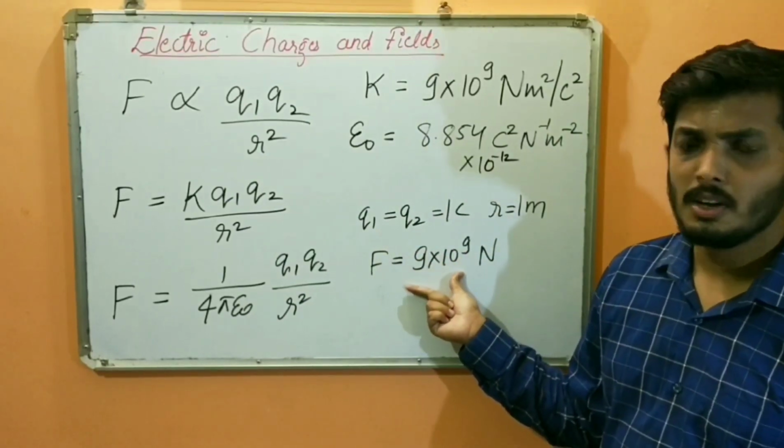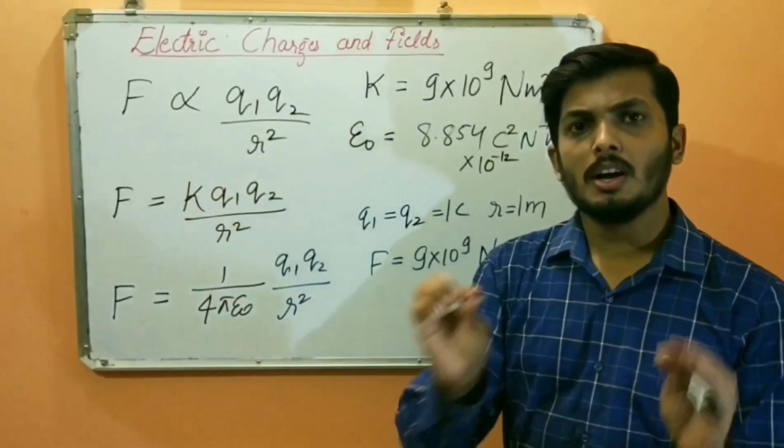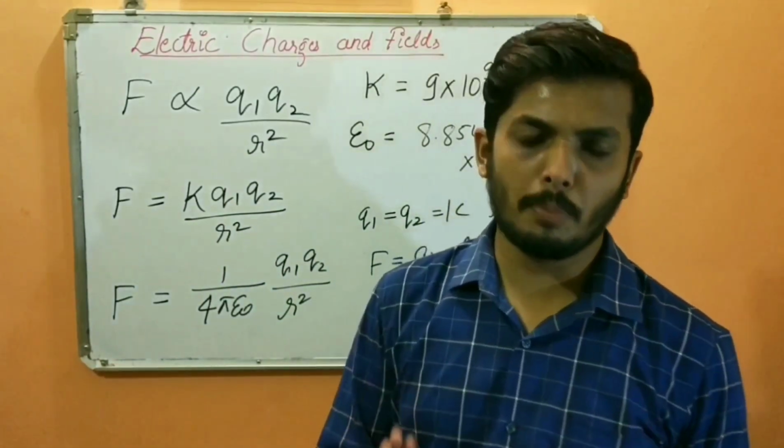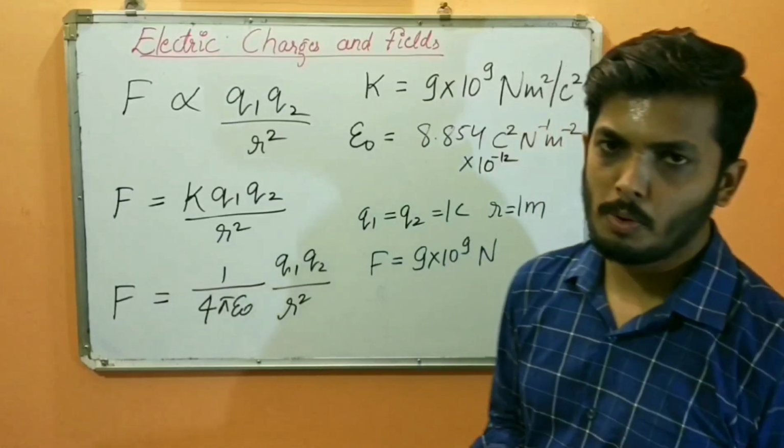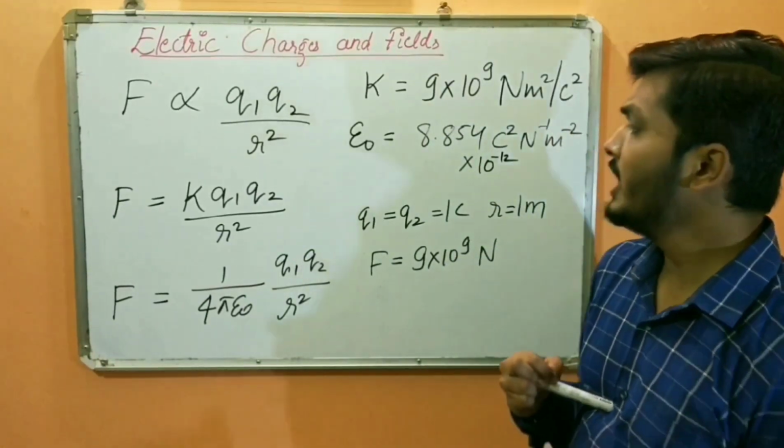So is it clear? Have you understood what is Coulomb's law? Remember, the electrostatic force of attraction or repulsion is directly proportional to the product of the magnitude of two charges and inversely proportional to the square of the distance between them.